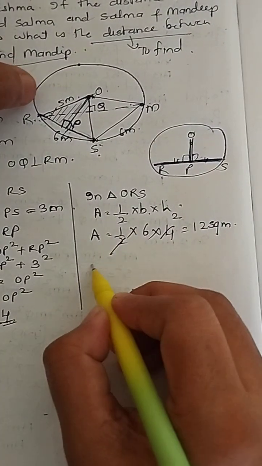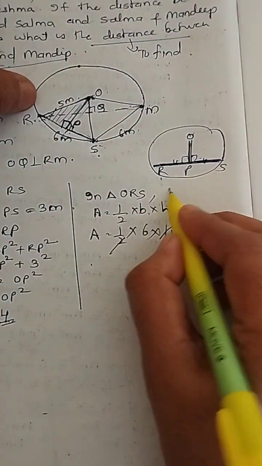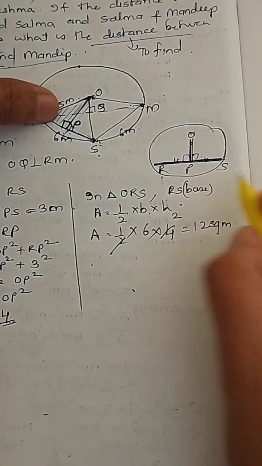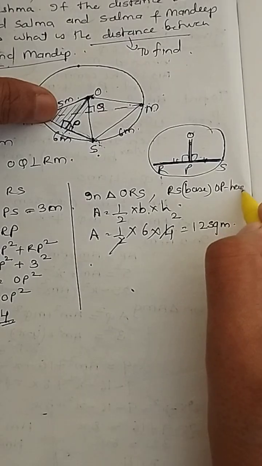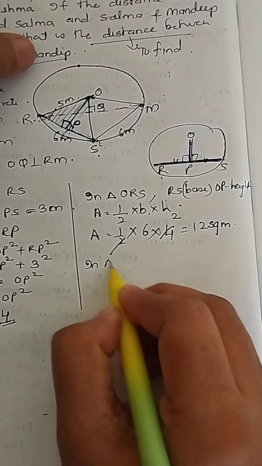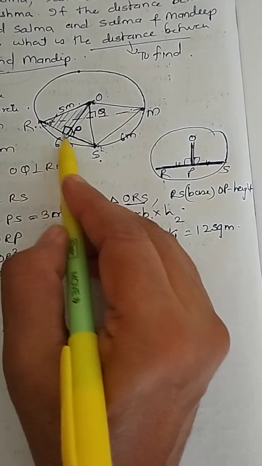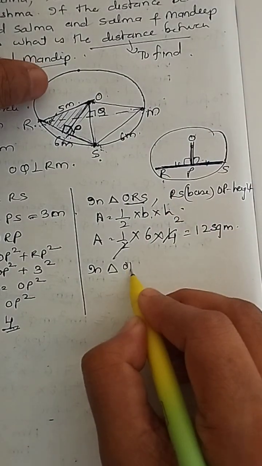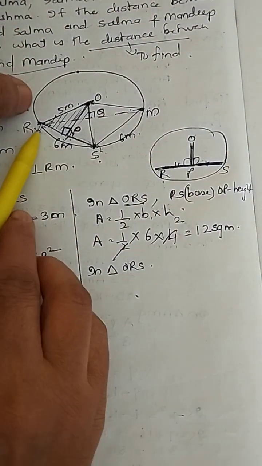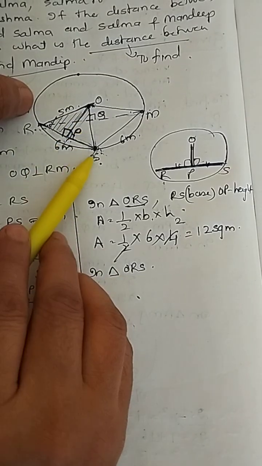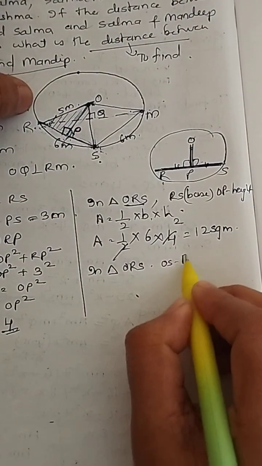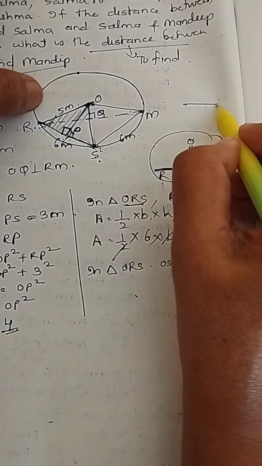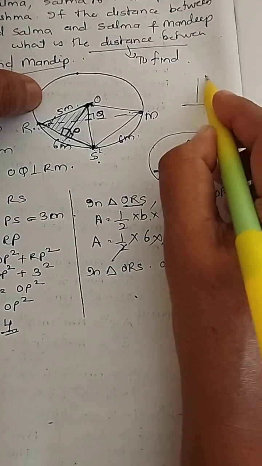RS is the base and OP is the height. See, first I took Pythagoras theorem. Then I took the area of the full triangle. Now again in triangle ORS, we have taken RS as the base. Now we'll take OS as the base. So when OS is the base, then RQ is the height.